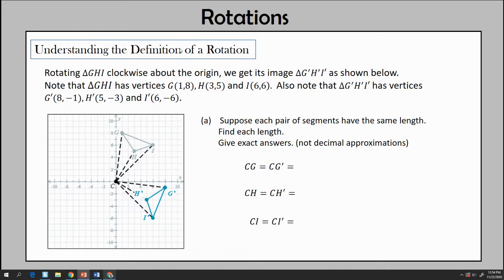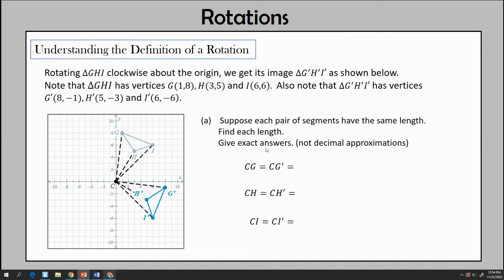Finally, they'd like to work through the definition here. All right, so notice that we're going to start with GHI, this triangle, and we're going to rotate it. It looks like 90 degrees clockwise down here to create triangle H prime, G prime, I prime. Okay, and they list the coordinates for us. See how the G is 1, 8 and G prime is 8, -1. They kind of switched them and changed one of them. Same thing for H, same thing for I.